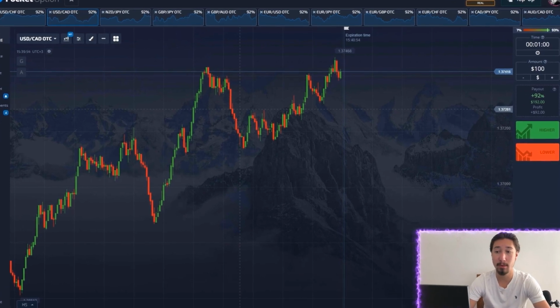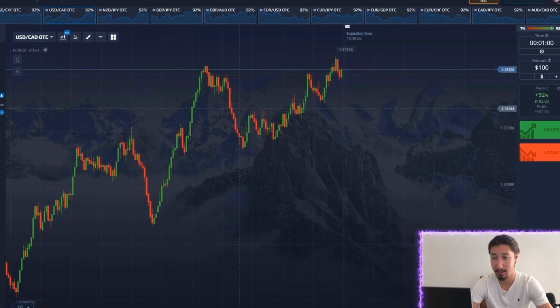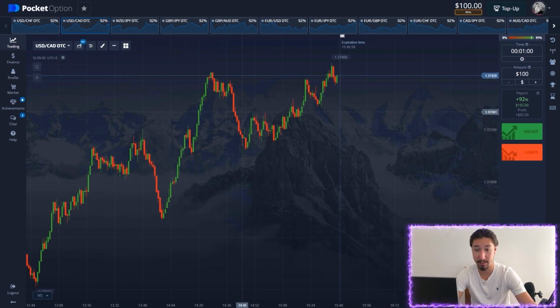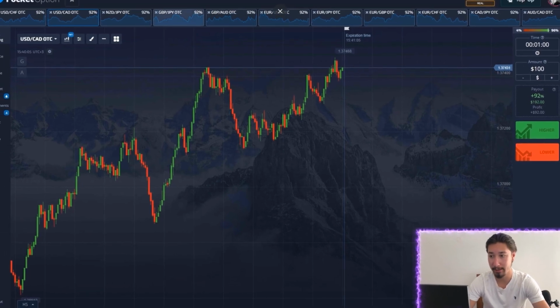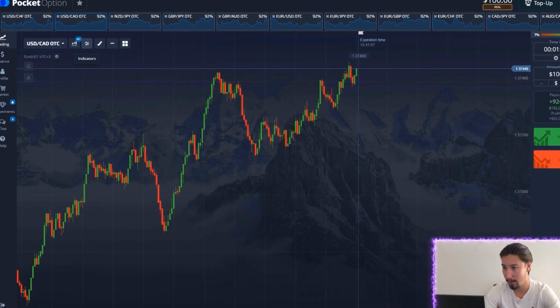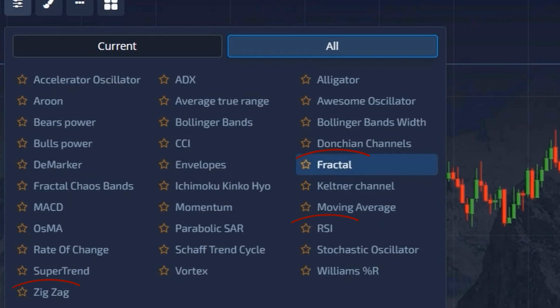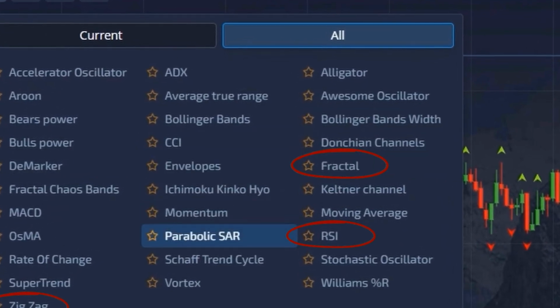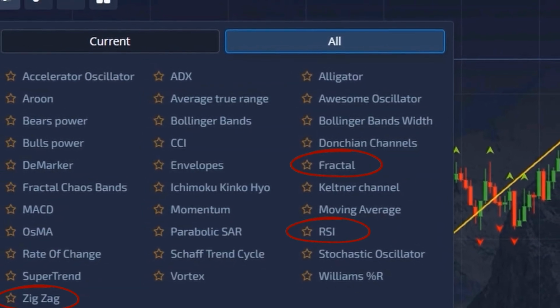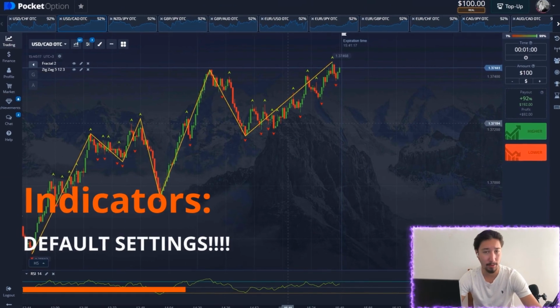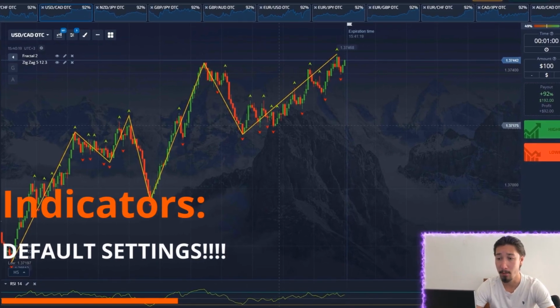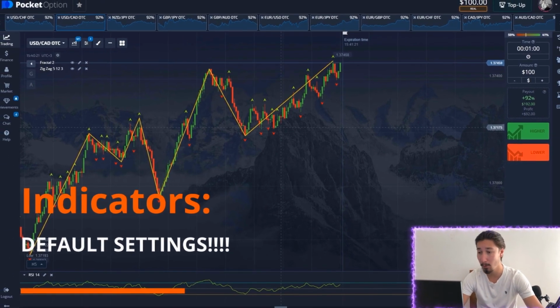I want to remind you that OTC means the trading takes place directly between traders, not via the exchange, so you have to be very careful. I have $100. Let's choose the indicators: RSI, the fractal and the zigzag. They will be a huge help for us today. That's our strategy, so don't change settings. We're good with the default ones for 1 minute.